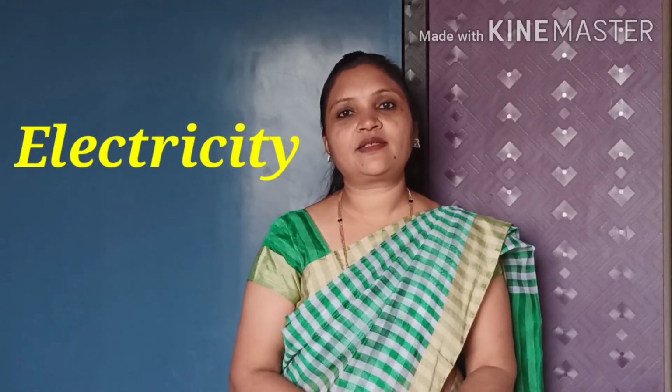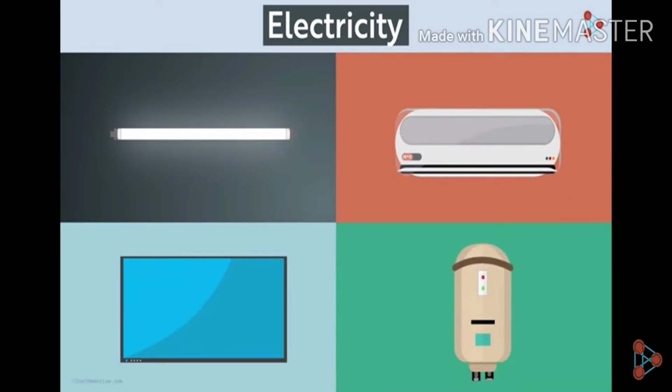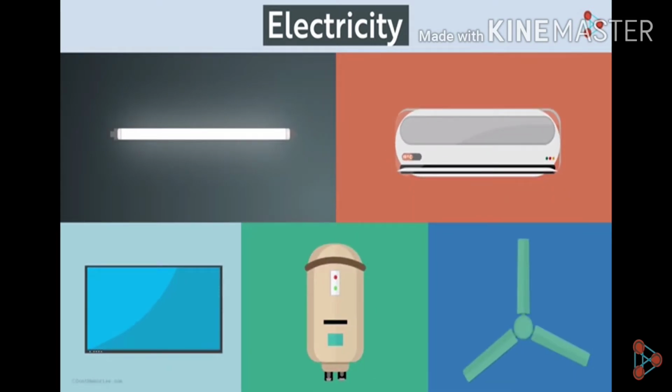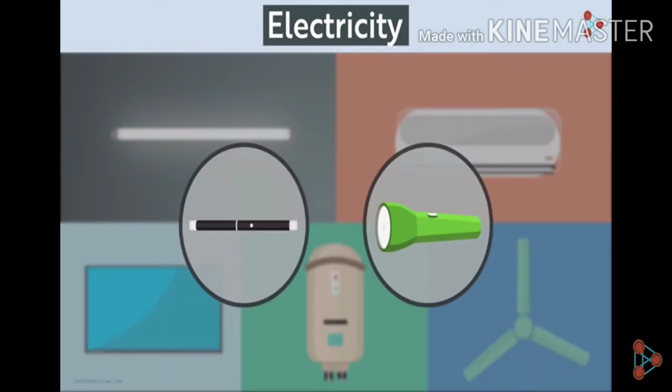Actually, what is electricity? The devices which work under electricity are bulb, tube light, television, AC and even water heater, fan. These are the devices which work under electricity. Even torch light and laser lights also. Now you have understood what are the uses of electricity.